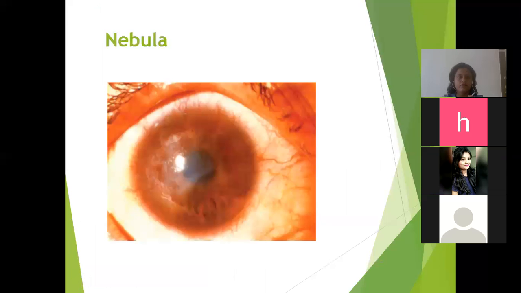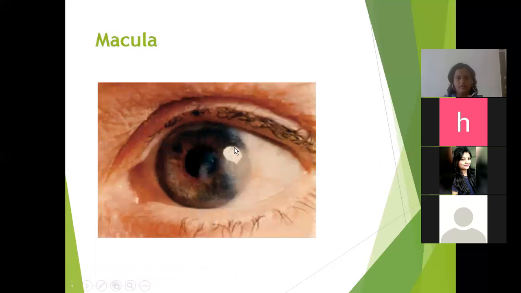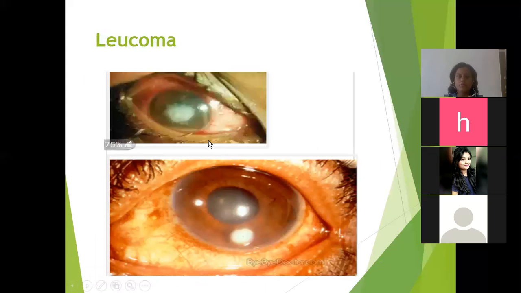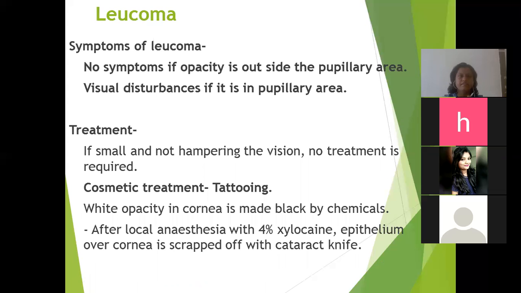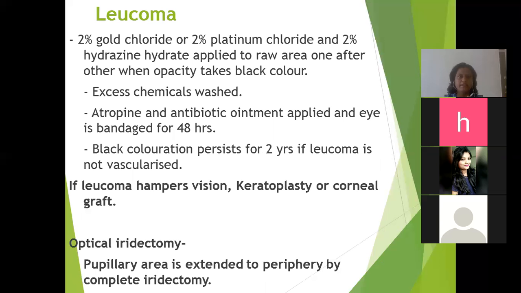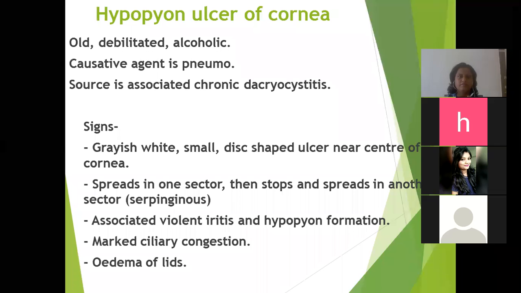This is a diagram of a nebula. What we see in this diagram is a nebula, and this one is a macula. It is thicker than a nebula, and the leukoma is the most dense opacity of the cornea. So the leukoma is clearly seen in this diagrammatic representation. Then its mechanism, symptoms, signs, with the treatment and complication.